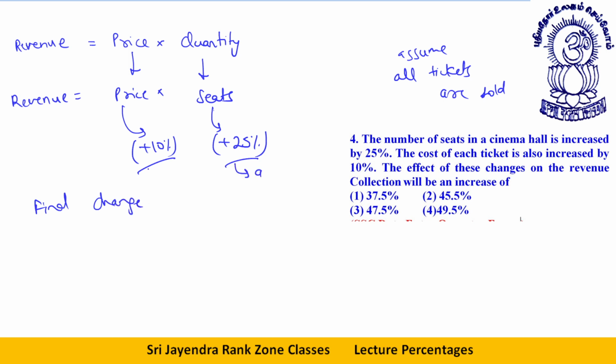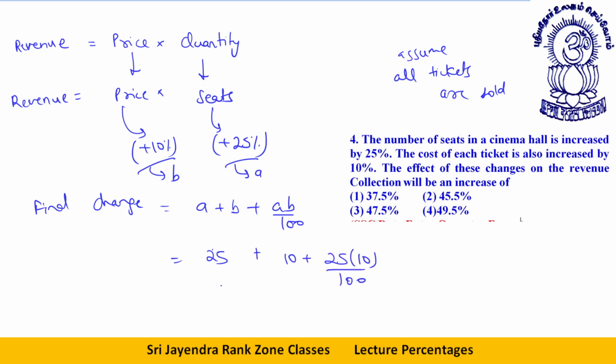Let this be A and this be B. A plus B plus AB by 100. That way it will be what? It's one and the same thing actually, but still. I have written that A: 25 plus 10 plus 25 into 10 by 100, or you can say 35 plus 2.5, that is 37.5%.